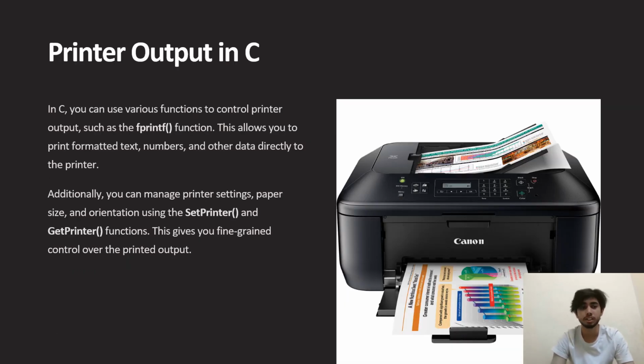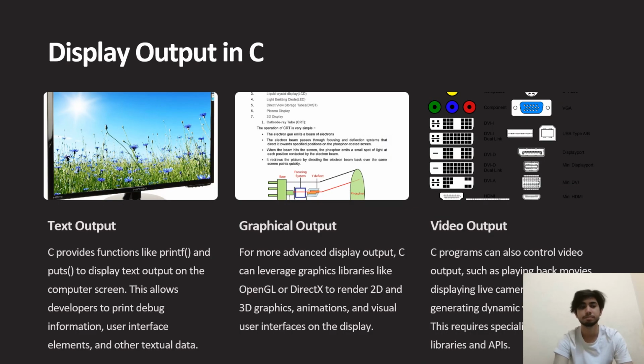Printer output in C. In C you can use various functions to control printer output, such as the fprintf function. This allows you to print formatted text, numbers, and other data directly to the printer. Additionally, you can manage printer settings, paper size, and orientation using the set printer and get printer functions. This gives you fine-grained control over the printing output.